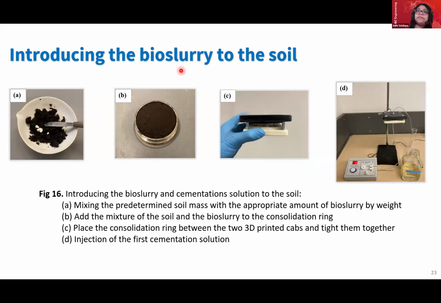Then we have used that bioslurry with the soil, mixing the predetermined soil mass with the appropriate amount of bioslurry by weight. Add the mixture of the soil and the bioslurry to the consolidation ring. Place the consolidation ring between the two 3D printed caps that we have designed and printed, and I'll be showing that design in the next slide, and tie them together so that we have a proper adjustment of this cell on those 3D printed caps, and then injection of the fast cementation solution that we have set up over here.